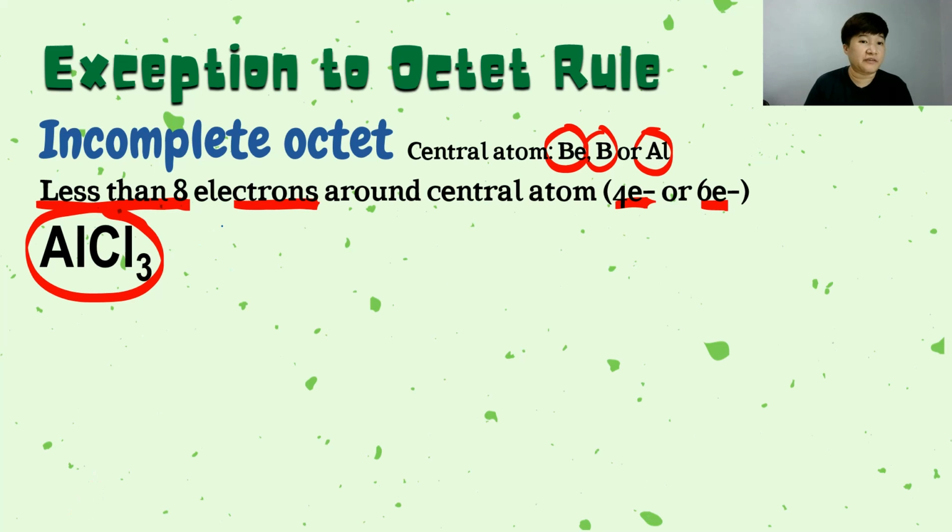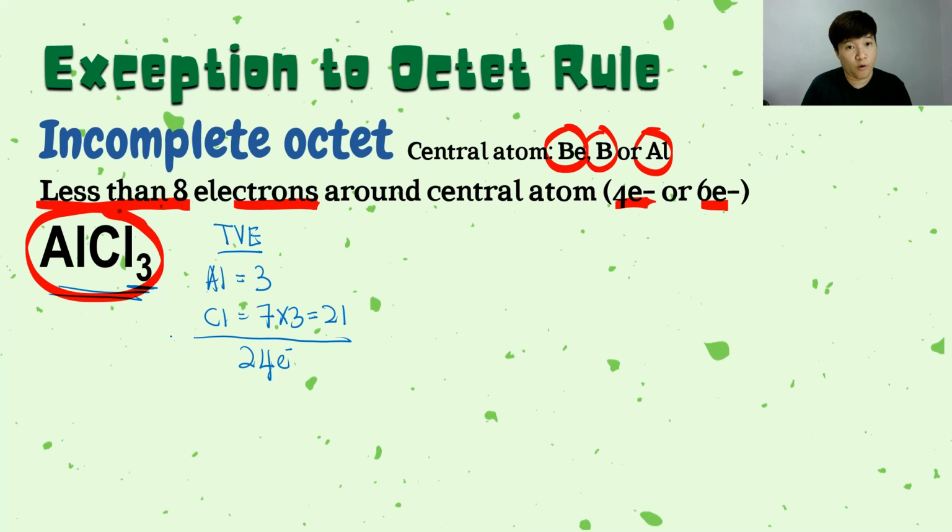Again, we will start off with the total valence electron. So for your total valence electron, aluminium is group 13, so 3 valence electrons. Chlorine is 7 valence electrons times 3 because you have 3 of them. So the total valence electron of chlorine is 21. 21 plus 3 of the aluminium, the total valence electron of this compound is 24.